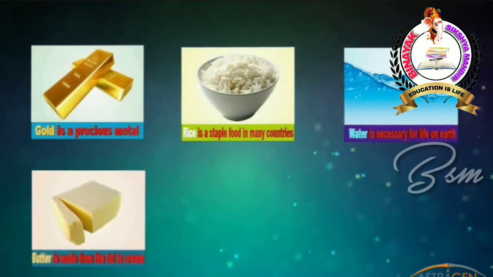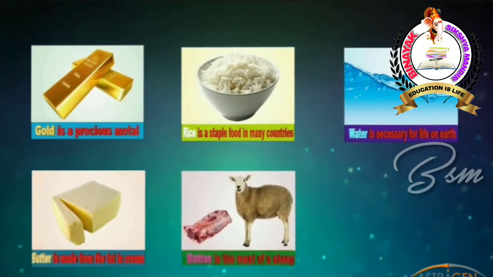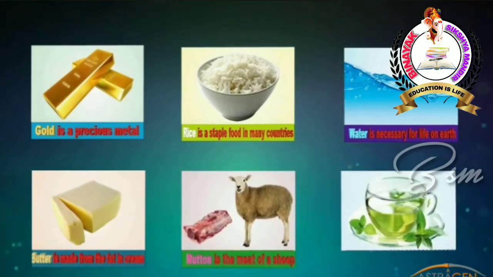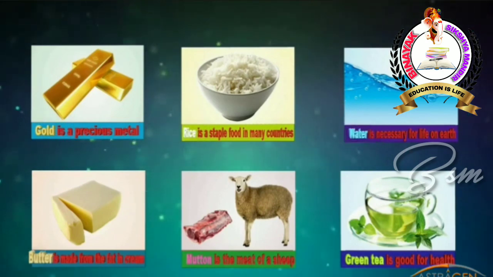Butter is made from the fat in cream. Mutton is the meat of a sheep. Green tea is good for health. In the above examples, the first noun, gold, rice, water, butter, mutton, tea, is uncountable and is used to make a generalization. In some of the example sentences, the second noun is countable and therefore uses an article: a precious metal, a staple food, a sheep.